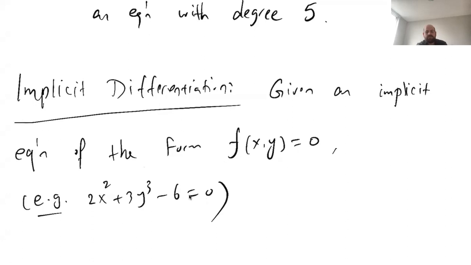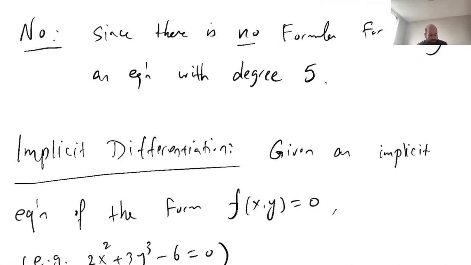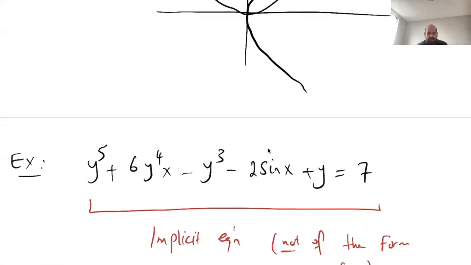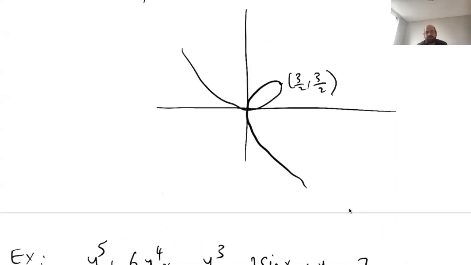So even if originally the right-hand side is not 0, as if your equation was 2x squared plus 3y cubed equals 6, of course you can take 6 to the other side and write it in the form of f of x and y equals 0. So any implicit equation can be written in this form because you have a function of x and y equals 0. In the previous examples, for example, this one, this is a function of x and y equals 7, but if I take 7 to the other side, I will have a function of x and y equals 0.